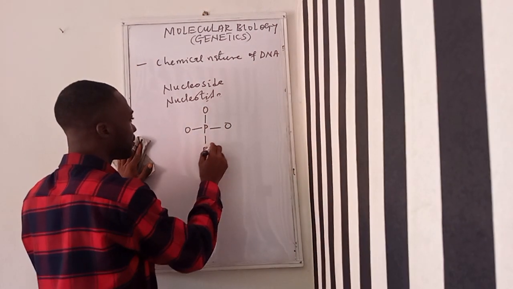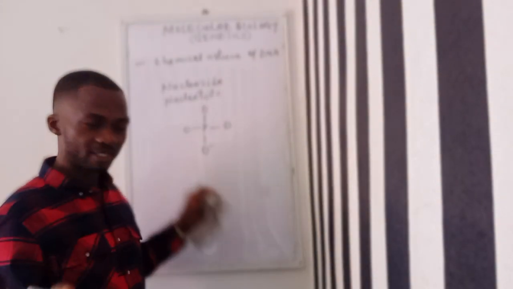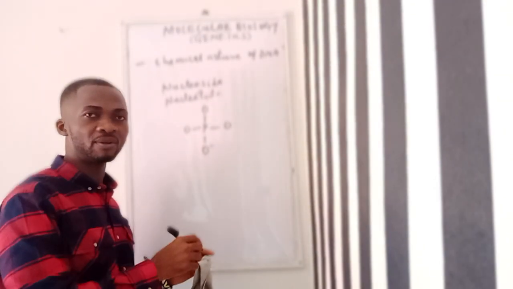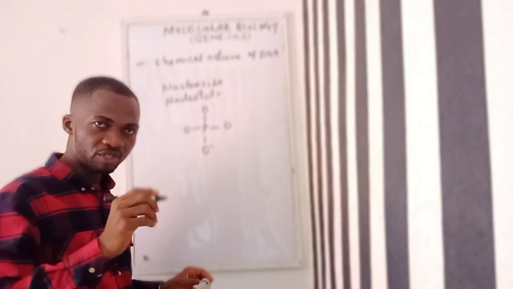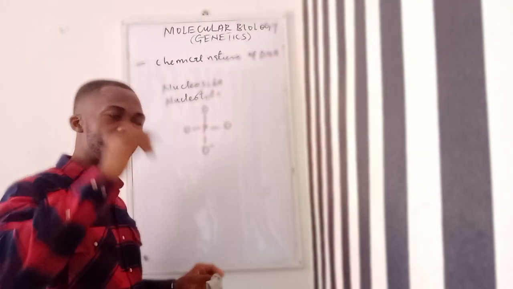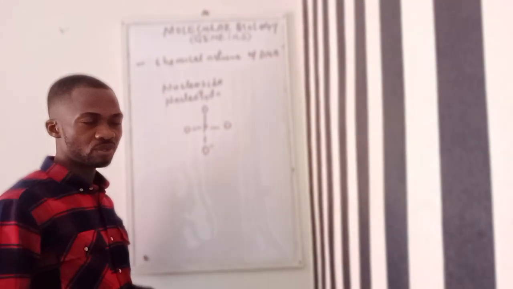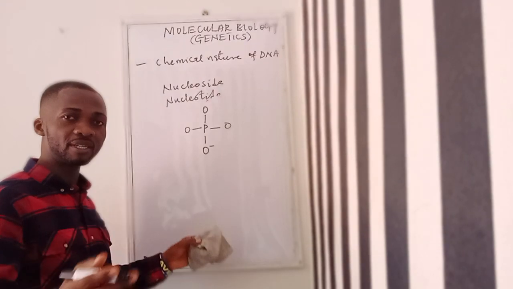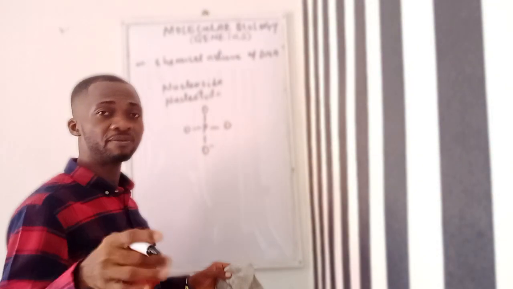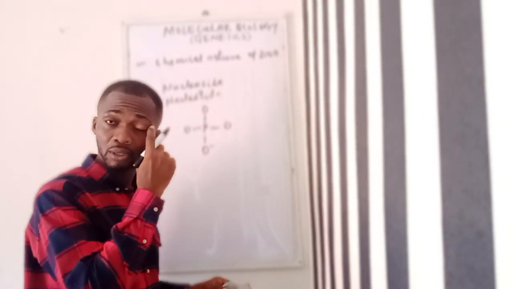The phosphate is written in this form. And do not forget that this is the same phosphate that is found in ATP, the energy currency of the cell, which is called adenosine triphosphate. So in that case, we have three different phosphate molecules.